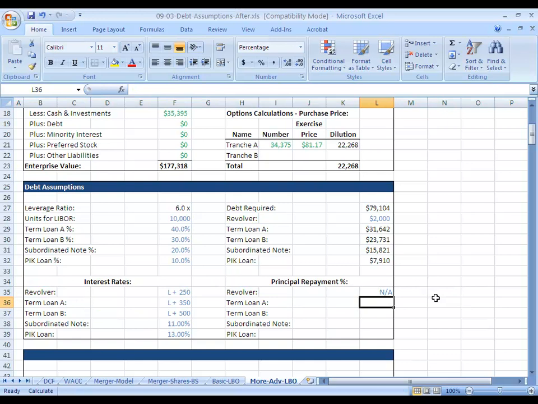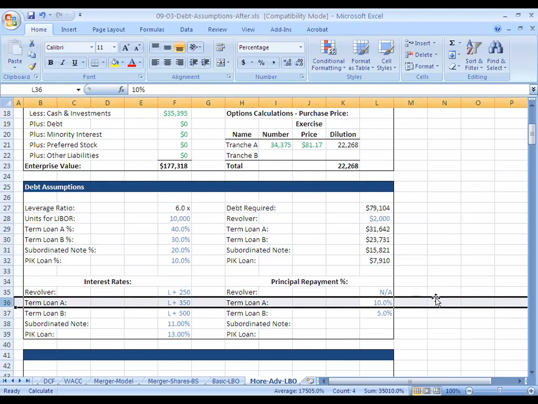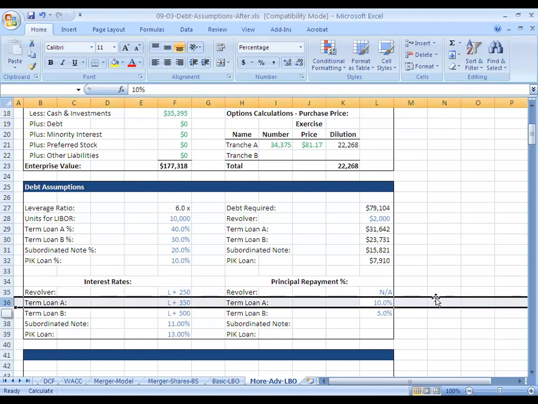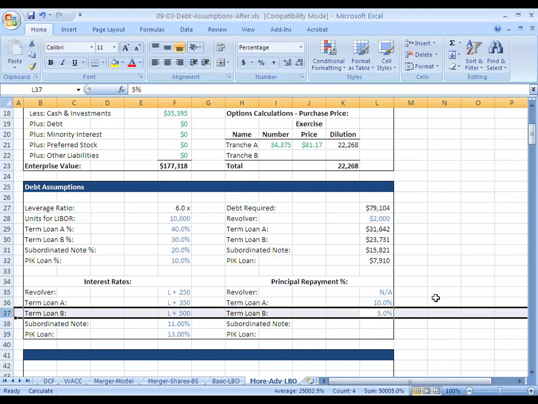With term loan A and B, by contrast, there is that requirement. So we're going to say 10% for term loan A and then 5% for term loan B. So we're saying here that 10% of the term loan A balance must be repaid each year, and 5% of the term loan B balance must be repaid each year. These are typical numbers. For term loan A, sometimes you see 20% or 25%. For term loan B, 5%, 10% are both common.